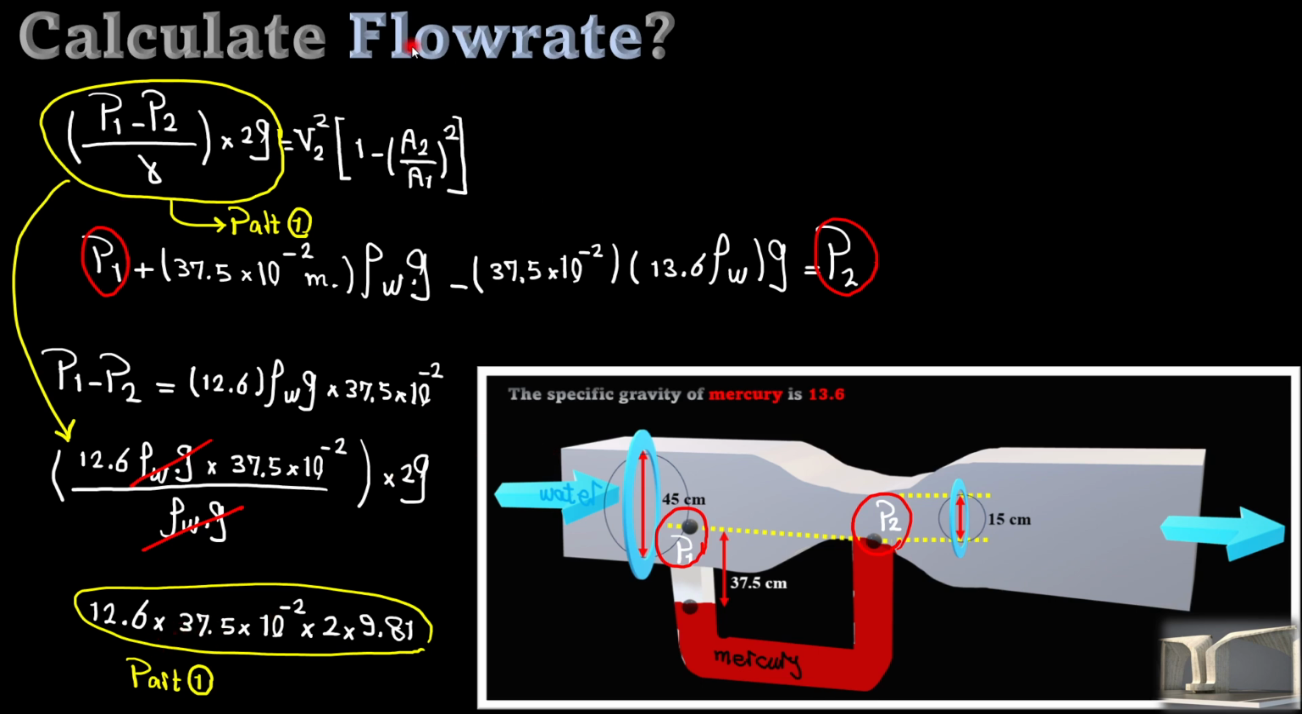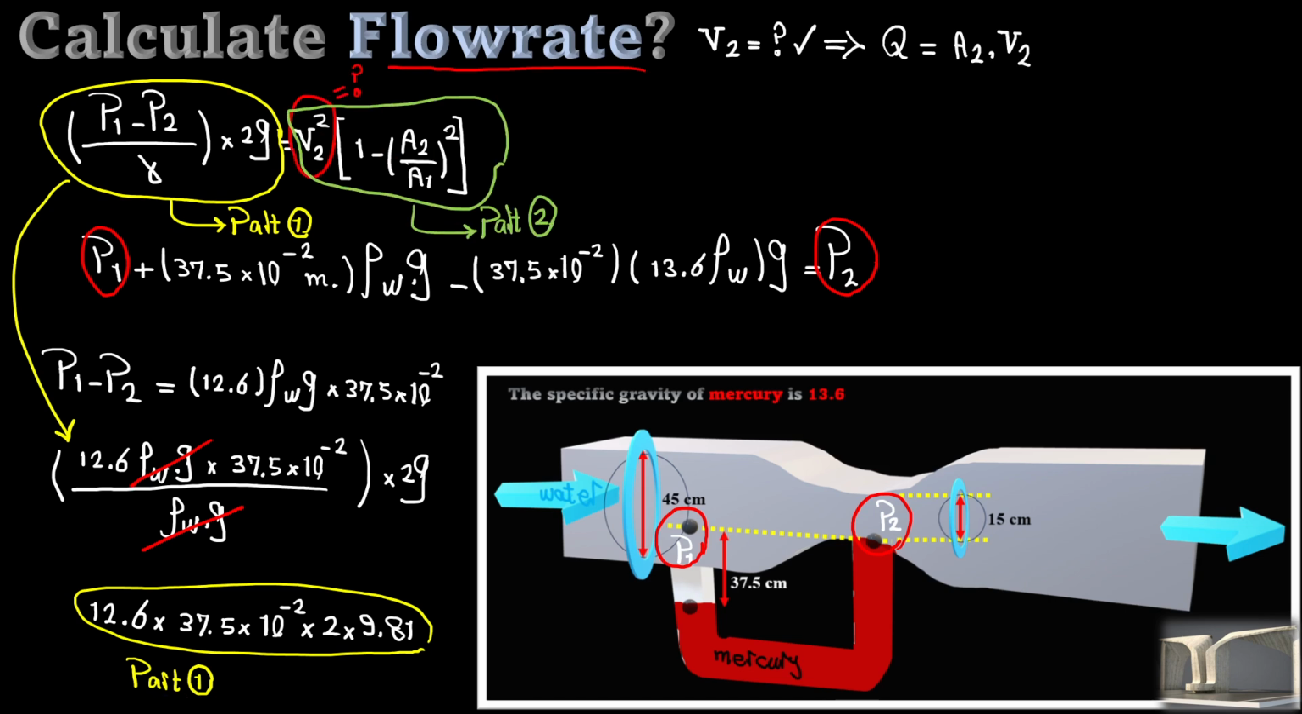Let's work on part 2, where the only unknown in our equation is velocity. As soon as we get the velocity in the throat, we can multiply it by the area, which is provided, to get the flow rate, because Q is equal to A2 V2 or A1 V1, whichever you want. Definitely, as soon as we have velocity, we can get the discharge, which is what we are looking for in our problem.